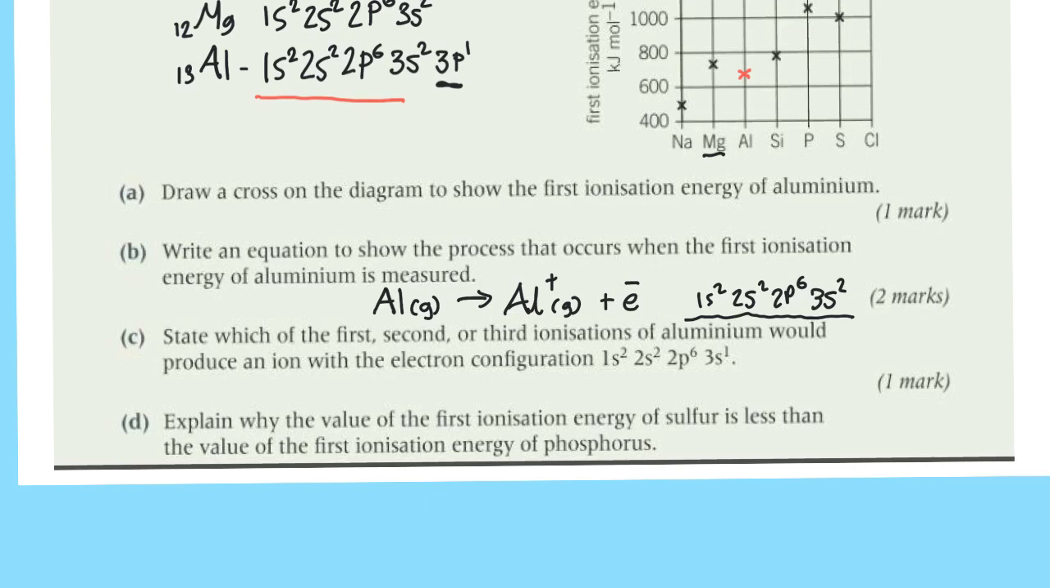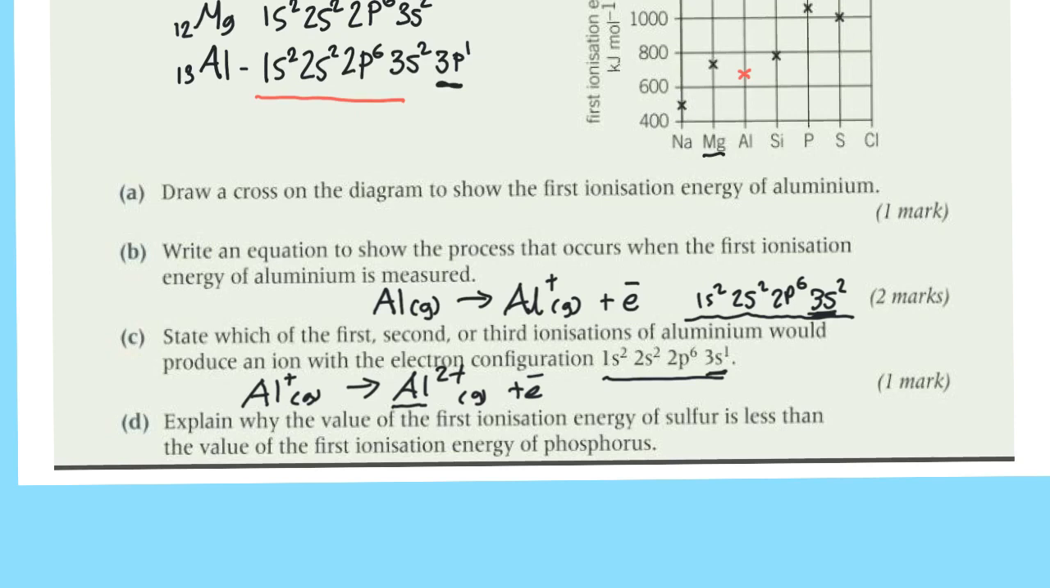The next question asks which ion has the electron configuration 3s1. That would be when an Al+ ion loses yet another electron to form Al2+, and there's its electron. So it would lose a 3s electron to become 3s1. So the new ion is Al2+. This equation here shows the second ionisation energy for aluminium.